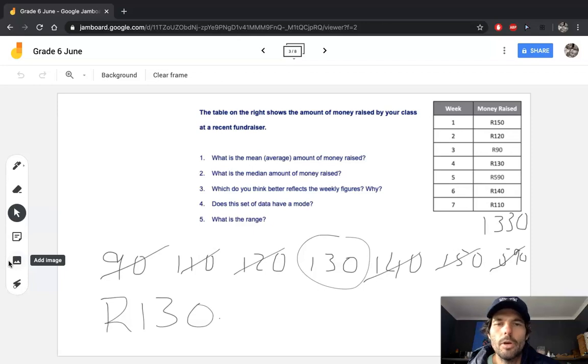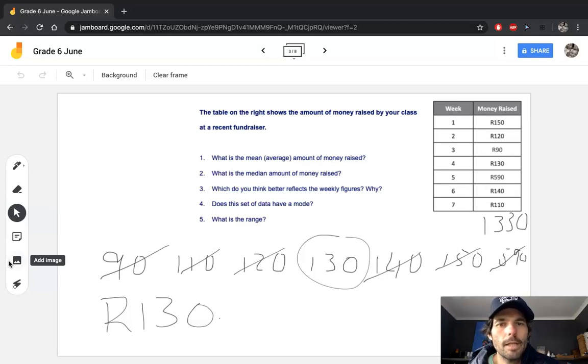Okay, so the 130 Rand is a closer value to most of the entries, whereas 190 Rand, which was the average, is a little bit further away from most of the entries. Okay, so just make sure that you recognize that there is a rogue value, which is 590, and also recognize how that 590 actually affects the overall mean of the set of data.